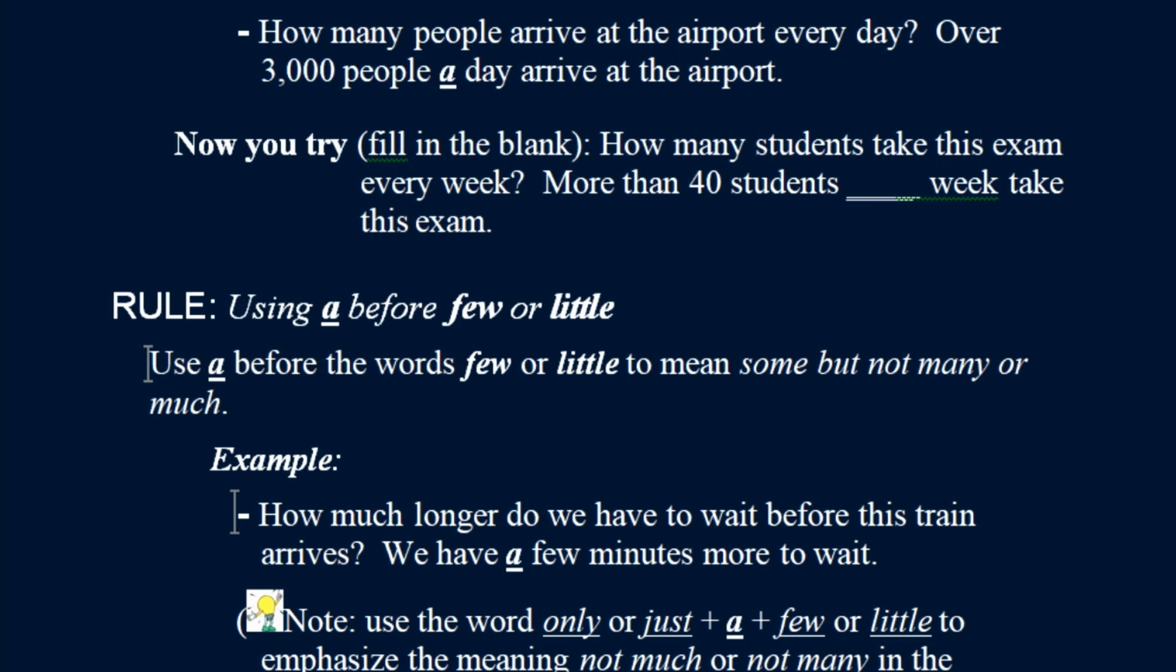Another example. How many people arrive at the airport every day? Over 3,000 people a day arrive at the airport.